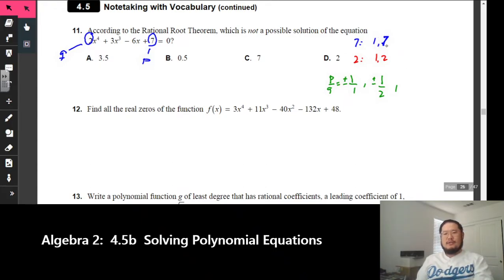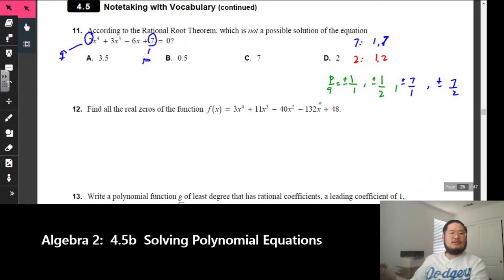Then let's go to the number 7. From here, let's put 7 over 1, and then don't forget, plus or minus. And then the last possibility is going to be plus or minus 7 over 2. You might think that there are 4 possibilities at first sight, but because it's plus or minus, we double that, and now we have 8 possibilities.